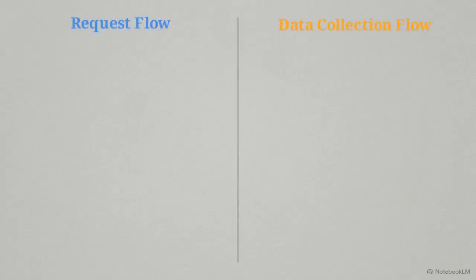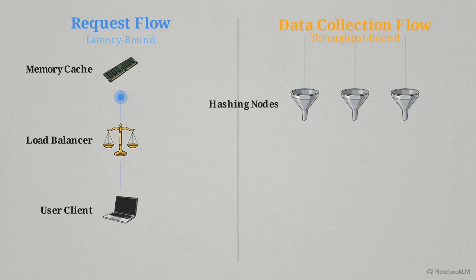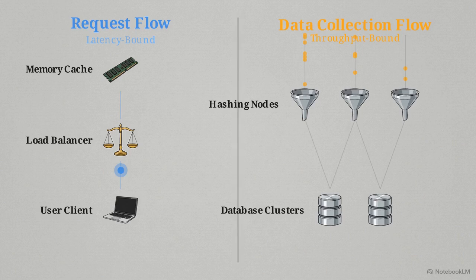On the left is the request flow. It is a highly streamlined, linear path from the user's client, passing through a load balancer and going straight into a memory cache. This side is completely latency-bound, built to serve pre-computed answers instantly. On the right side is the data collection flow. This is a complex, multi-layered pipeline built to handle intake streams, hashing bounds, and heavy database clusters.